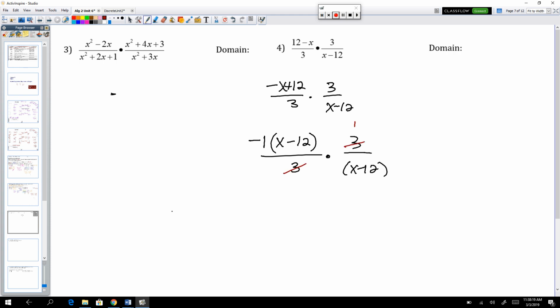Now, let's cancel. 3 over 3 turns into 1 over 1. x minus 12 over x minus 12 turns into 1 over 1. And so the final answer is negative 1. Negative 1 over 1, but negative 1 nonetheless. Now, we definitely have some domain restrictions that we need to state. Troublemaker x comes from x minus 12 may not equal 0, and therefore x may not equal positive 12. So our domain restriction is x may not equal 12, but it can be anything else in the world.